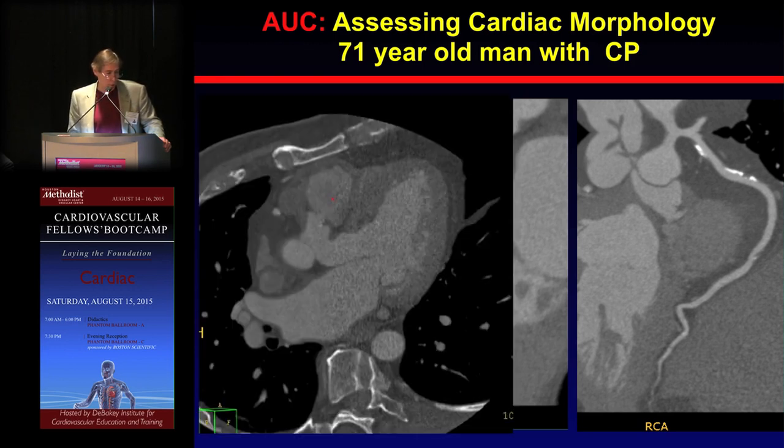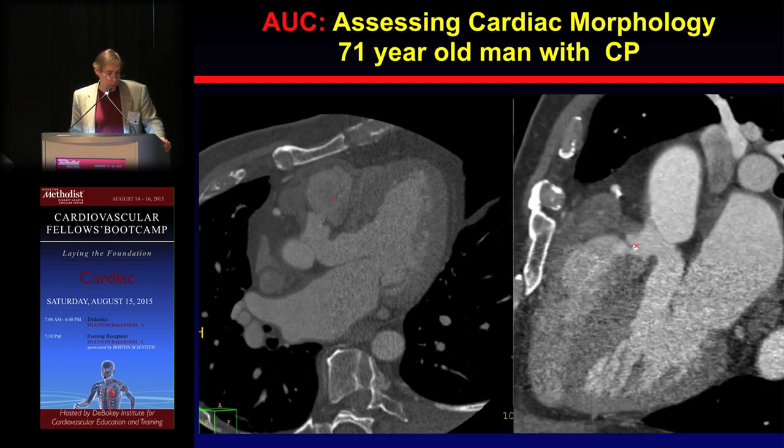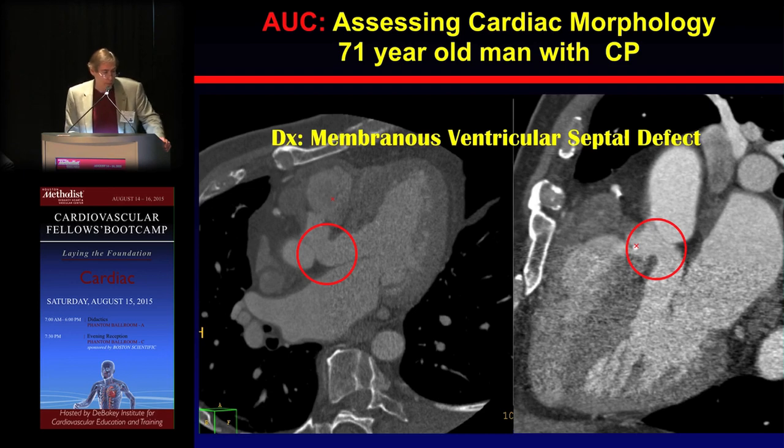He had this huge membranous VSD, which you can see both here and here. And this is the membranous VSD. This is the aortic valve. This is the communication with the right ventricle. So we can pick up structural abnormalities in the myocardium very nicely with CT.